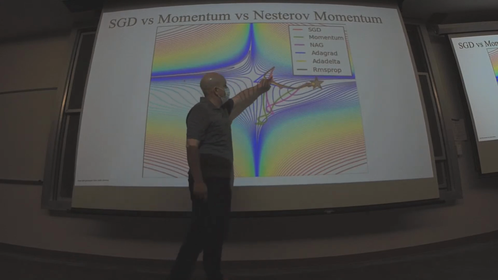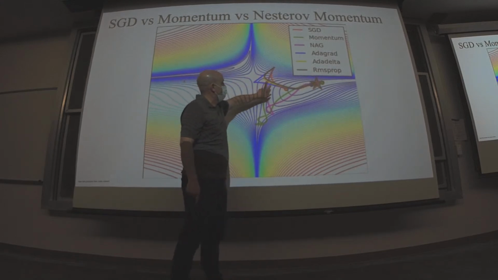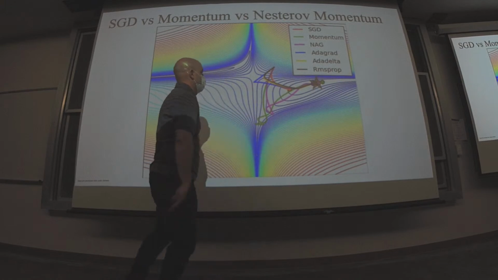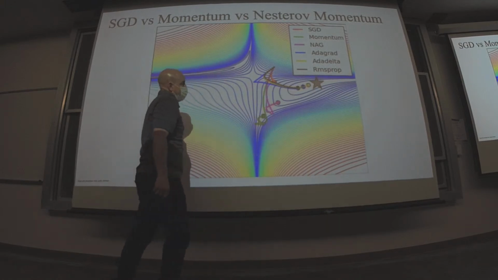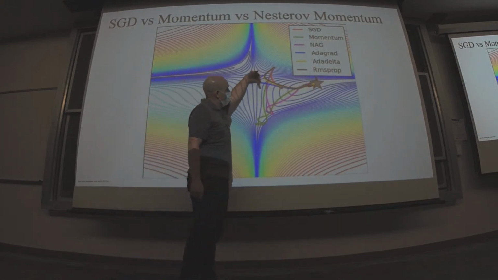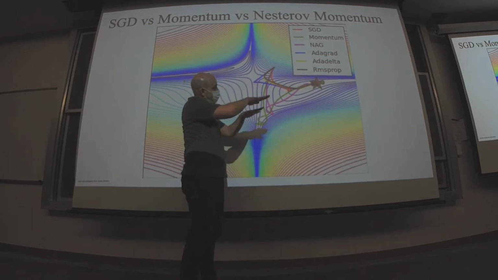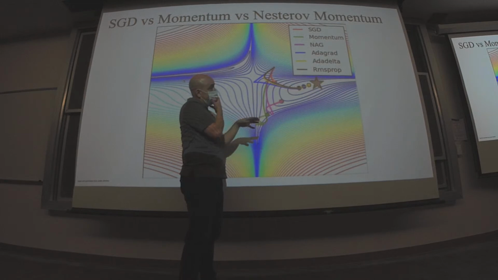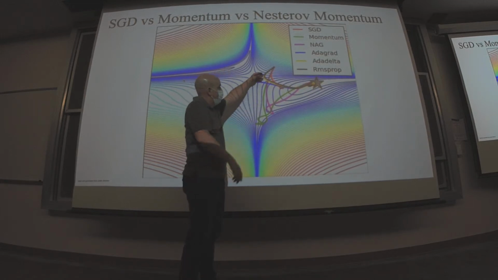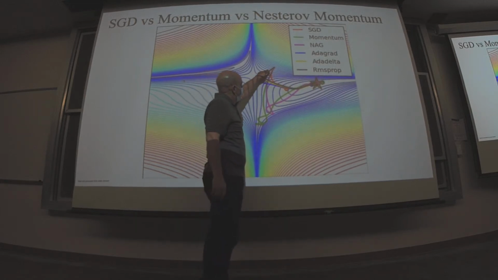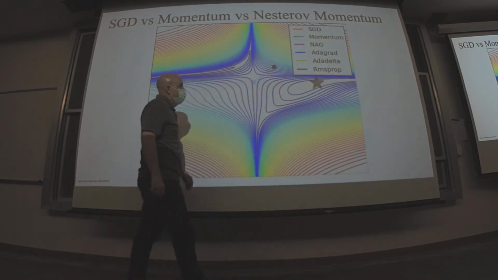And the point you're seeing with AdaGrad and RMSProp and AdaDelta, which is doing something else, is that because it doesn't have that momentum term, but it's balancing, it's adapting the per-dimension learning rates. It tends to more quickly move you in the right direction.